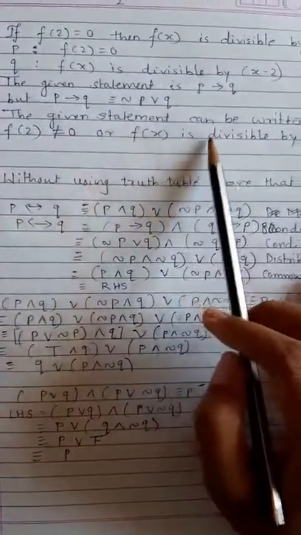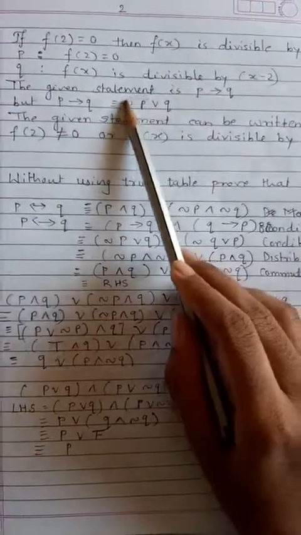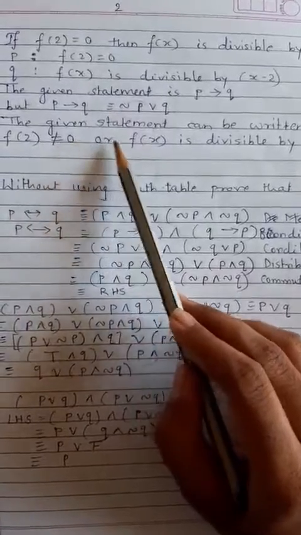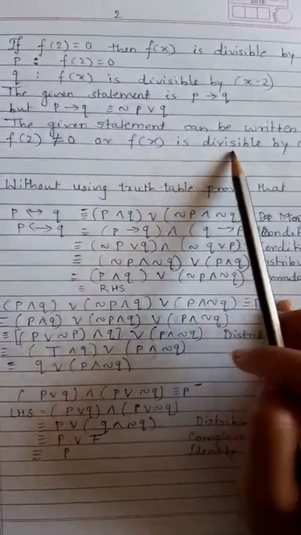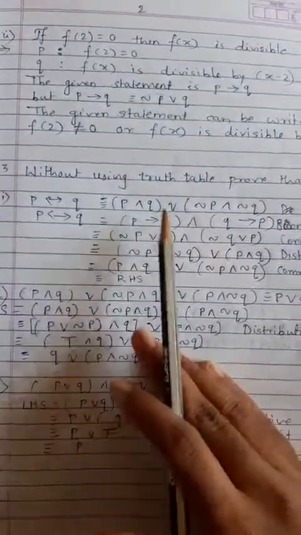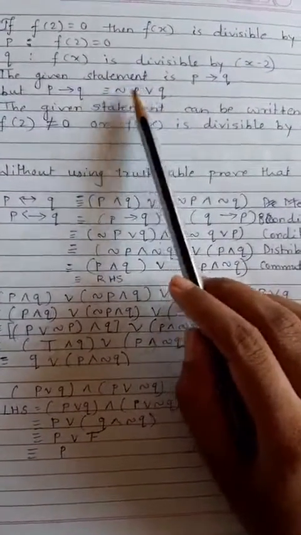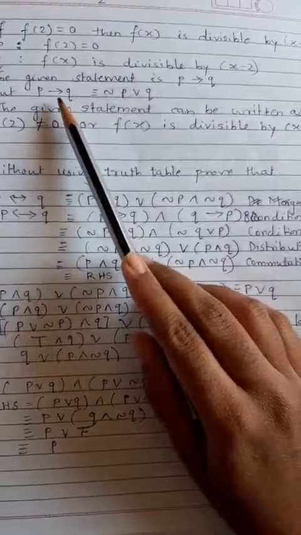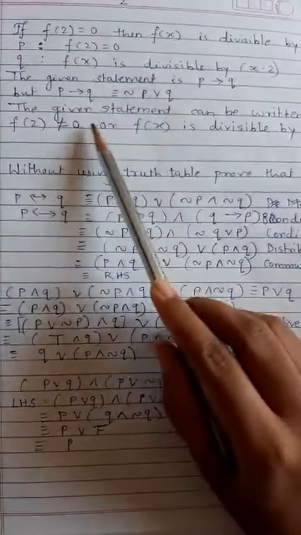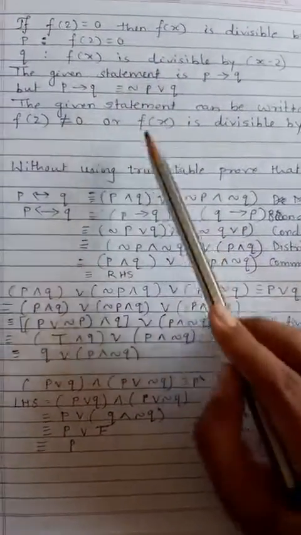So the given statement can be written as f of 2 is not equal to 0, because it is negation P, that is f of 2 is not equal to 0, or f of x is divisible by x minus 2. Okay. So here we are using the conditional law. What is conditional law? P implies Q is equivalent to negation P or Q. So in that manner we are writing statements P and Q.